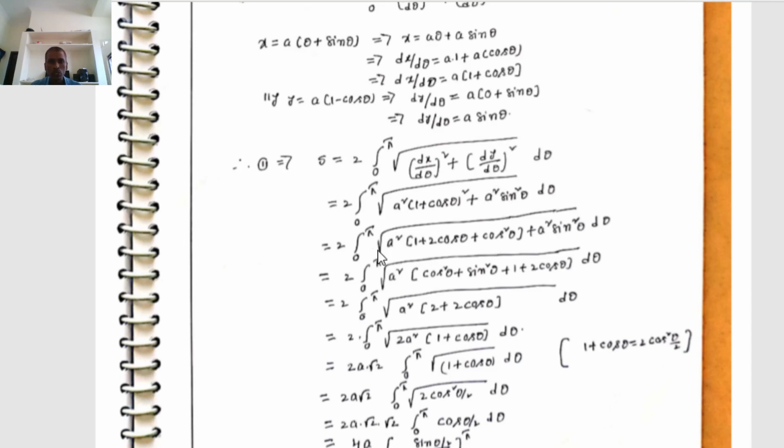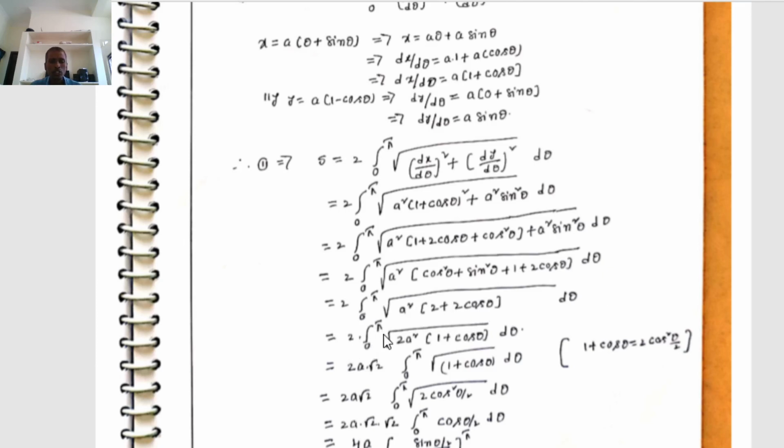Therefore 2 into integration 0 to 5 a square into (1 plus cos theta) whole square. Using (a plus b) whole square equals a square plus 2ab plus b square, a square means 1 square equals 1, 2ab means 2 into 1 into cos theta, that is 2 cos theta, plus b square means cos square theta, plus a square sin square theta into d theta. Taking a square common, we get 2 into integration 0 to 5 square root of a square into (cos square theta plus sin square theta plus 1 plus 2 cos theta) into d theta, where cos square theta plus sin square theta equals 1. Substituting, 1 plus 1 is 2. Therefore 2 into integration 0 to 5 square root of a square into (2 plus 2 cos theta) into d theta. Therefore taking 2 common inside the root.